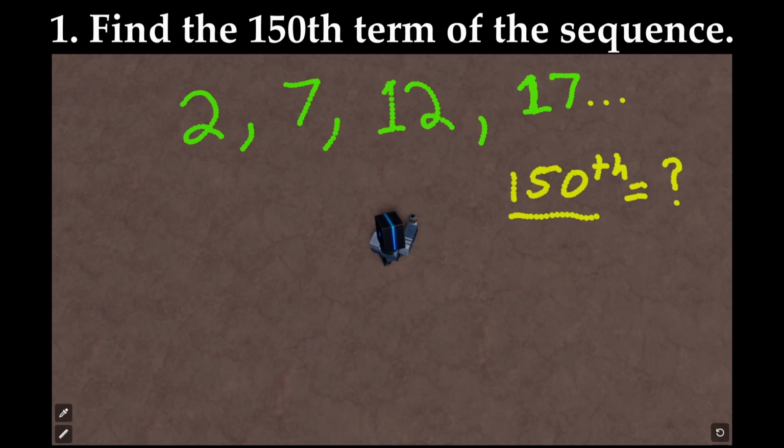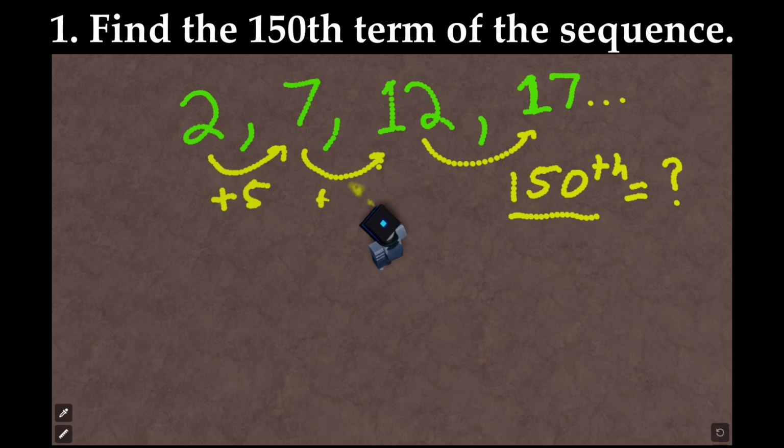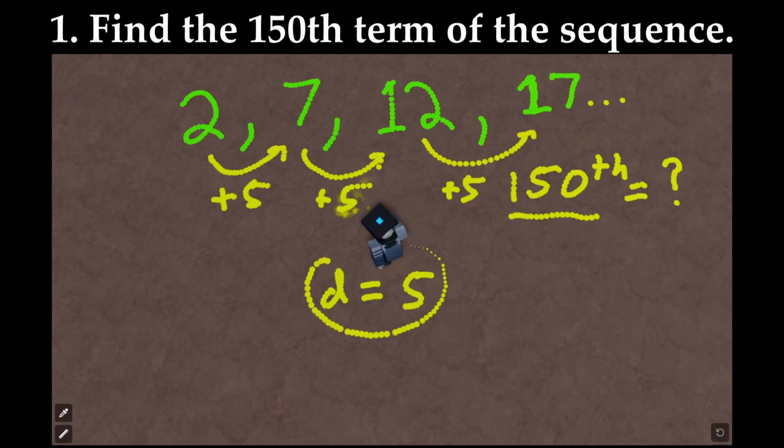So I'll first start with the intuitive way you can think about this. The first thing you need to do is see how much we are adding by each time. From 2 to 7, 7 to 12, 12 to 17, how much are we adding by each time? Well, that's just plus 5 each time. So we're doing plus 5, plus 5, plus 5. And then we can say that this is the common difference. So the common difference, which you usually write as a D for these problems, is 5. So that's the first thing we need to know.